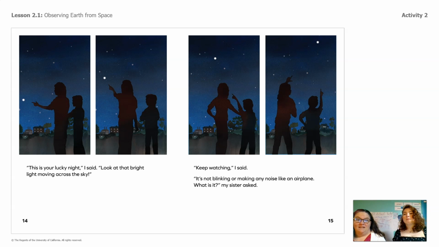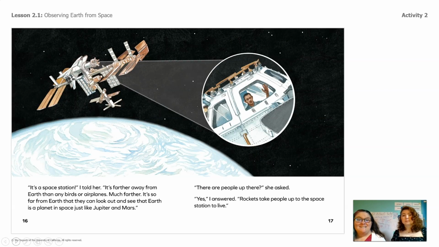This is your lucky night, I said. Look at that bright light moving across the sky. Keep watching, I said. It's not blinking or making any noise like an airplane. What is it? My sister asked. It's a space station, I told her. It's farther away from Earth than any of the birds or airplanes, much farther.